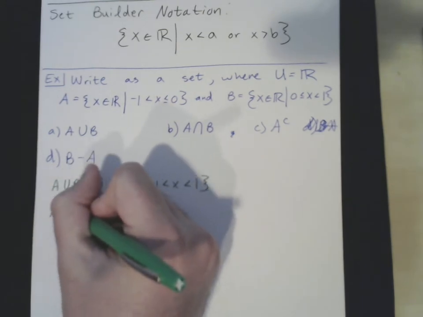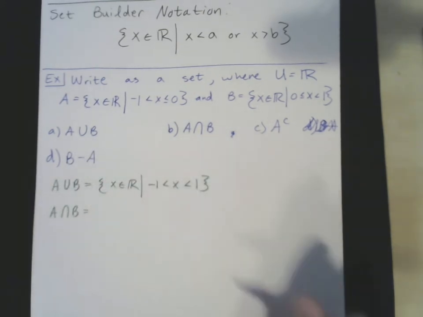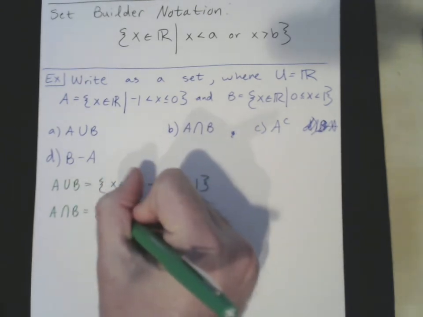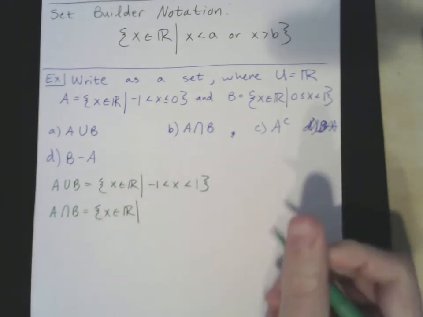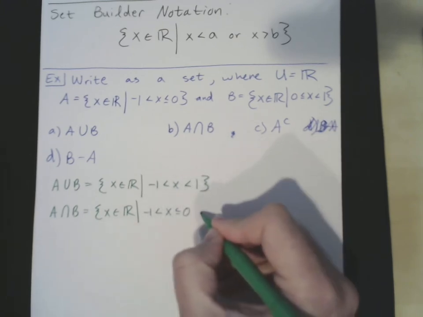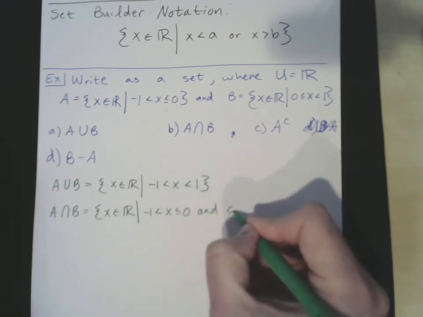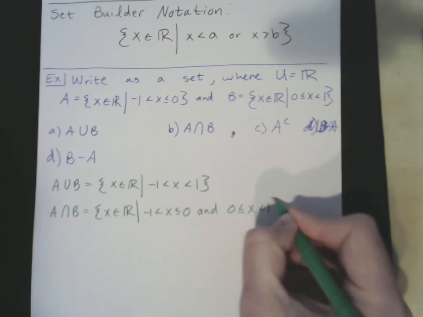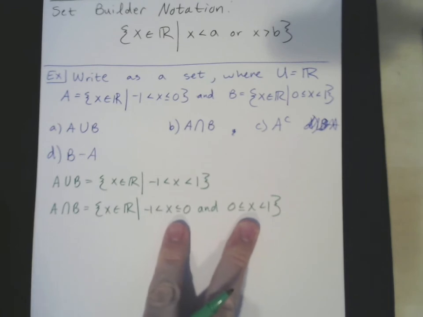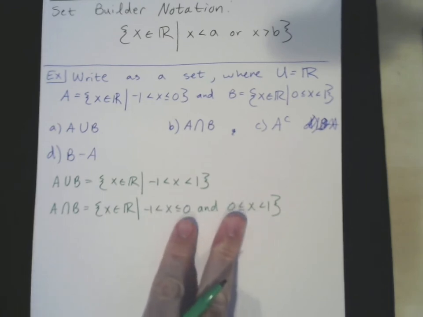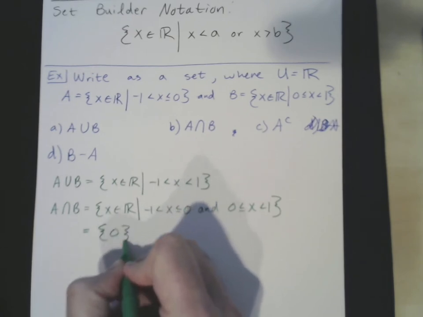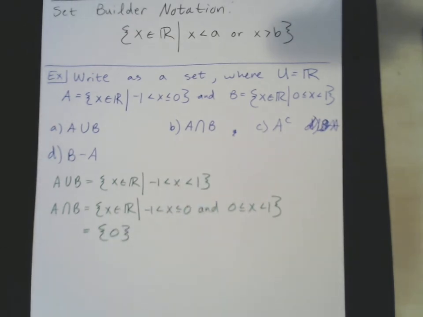Our intersection, this is the set of x that are reals such that -1 is less than x is less than or equal to 0, and 0 less than or equal to x less than 1. So you're looking for the overlap, and the only overlap in these two intervals is 0. So this actually simplifies down to just the singleton set of 0.